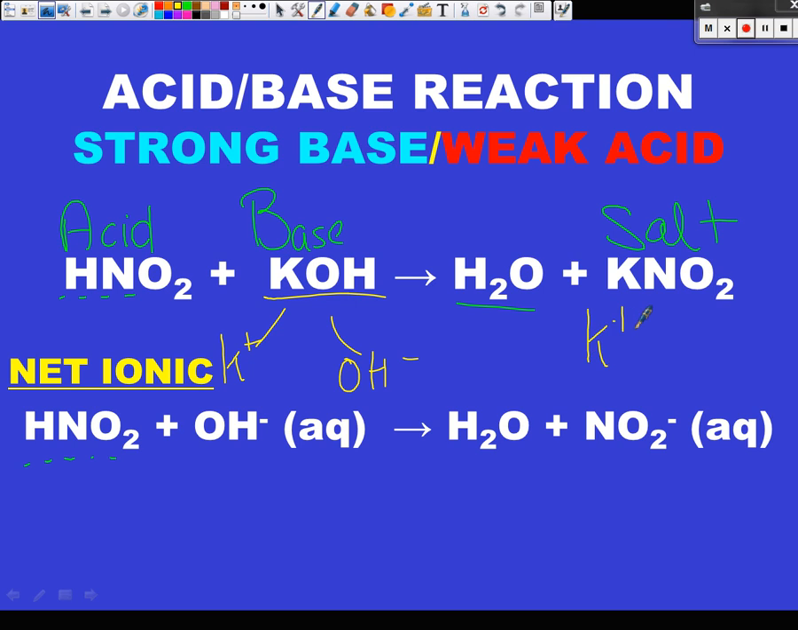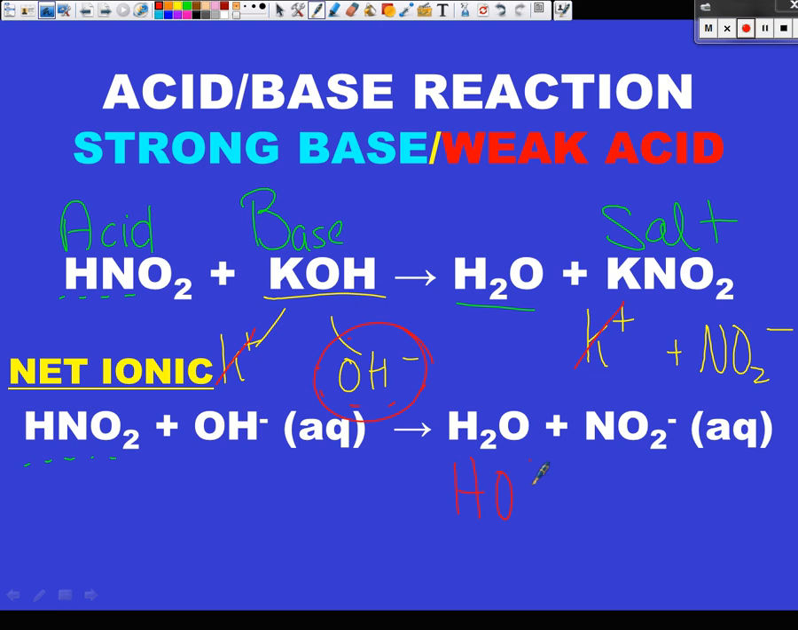Very good. So we've got group 1. When we went through our canceling method, how do we know if it canceled or not? If it looked the same. Does K plus look the same? So if you get rid of it, does that make sense why you do not see it in your net ionic? Does the hydroxide look the same? No. Who is it now hooked up with?